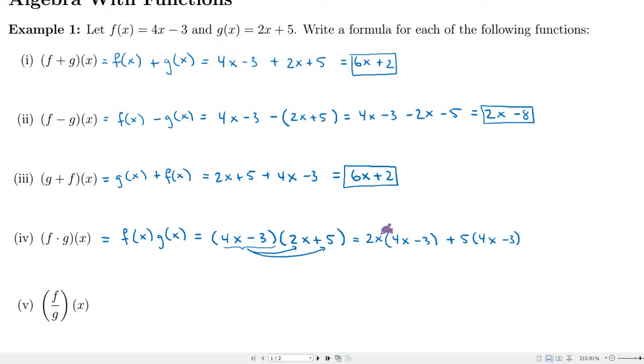And then we will distribute these in. So the 2x gets distributed in. And what will we get? So 2 times 4 is 8, but then the x is multiplied, so we actually have 8x squared. And then the minus 3 and the 2x give us minus 6x. And then the 5 gets distributed, so we'll get plus 20x, and then minus 15. And then we can simplify a little bit more, so 8x squared plus 14x minus 15.